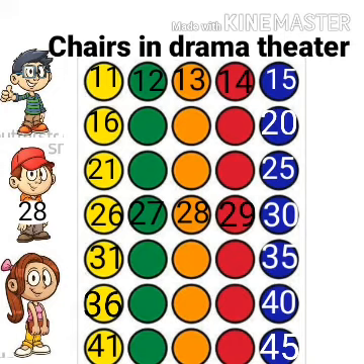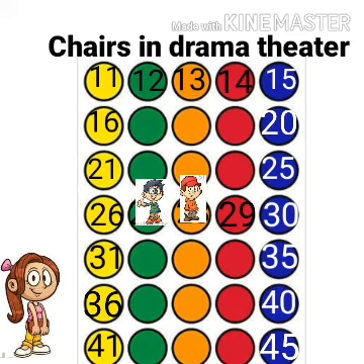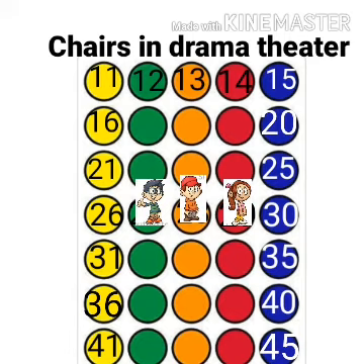Did you see Unni's seat? Yes, 28 is Unni's seat. Then where are Abhinanda's and Nandana's seats? Abhinanda's seat is on the left side of Unni's seat. Left side of 28 is 27. 27 is Abhinanda's seat. And where is Nandana's seat? Nandana's seat is on the right side of Unni's seat. Unni's seat is 28, so the right side of 28 will be 29. Then Nandana's seat is 29. Did you understand that?